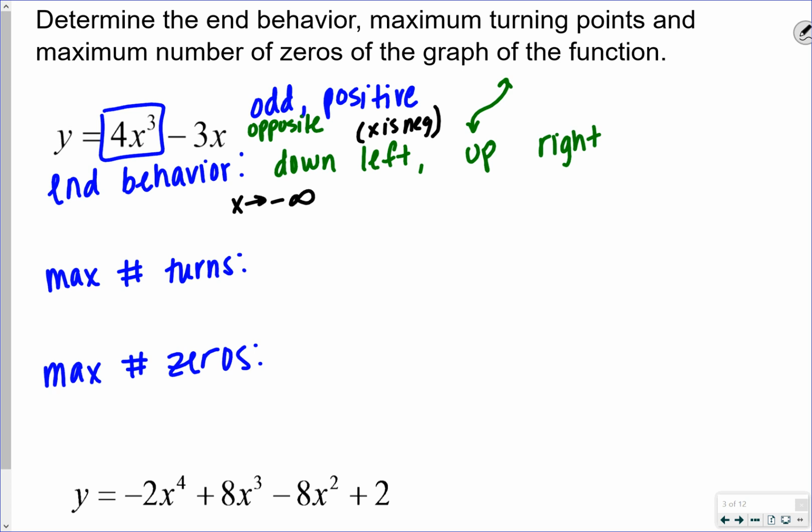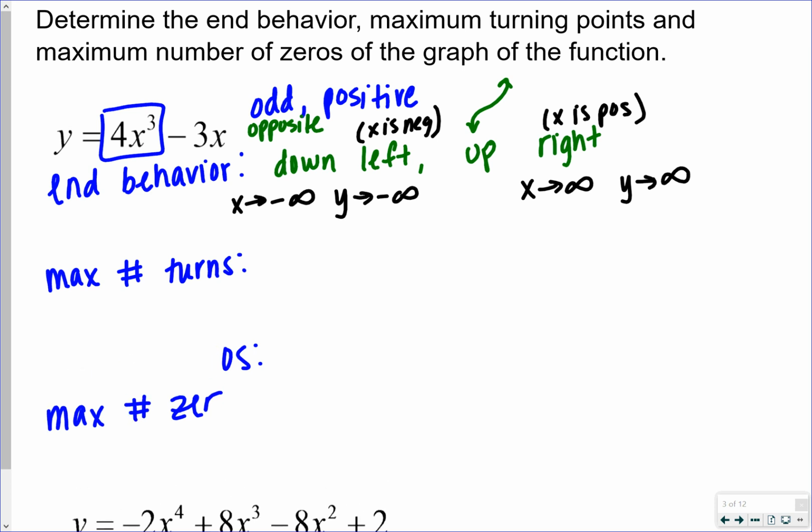When x is going to be negative, I'm going to be going down. Y is going to be going down towards negative infinity. On the right side, x is positive. So x is going towards positive infinity, and I'm going to be going up. Y is going towards positive infinity. So these symbols are the mathematical way to write it. I would suggest you start off at least writing it both ways until you get comfortable with the mathematical way to write it. Eventually, that is what I'm going to want all of you to get to.